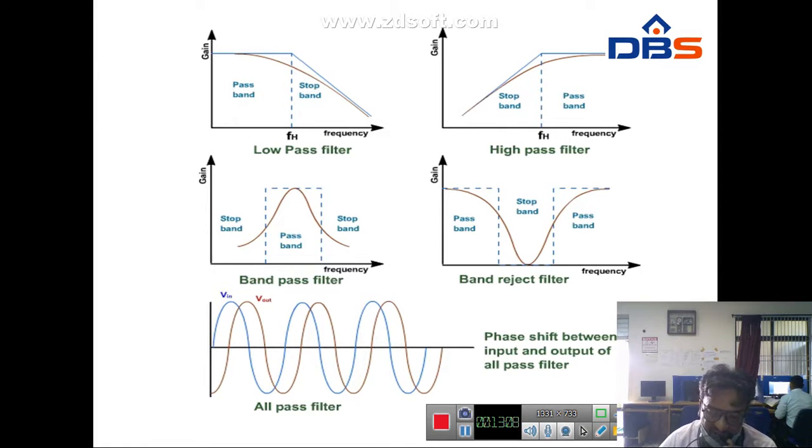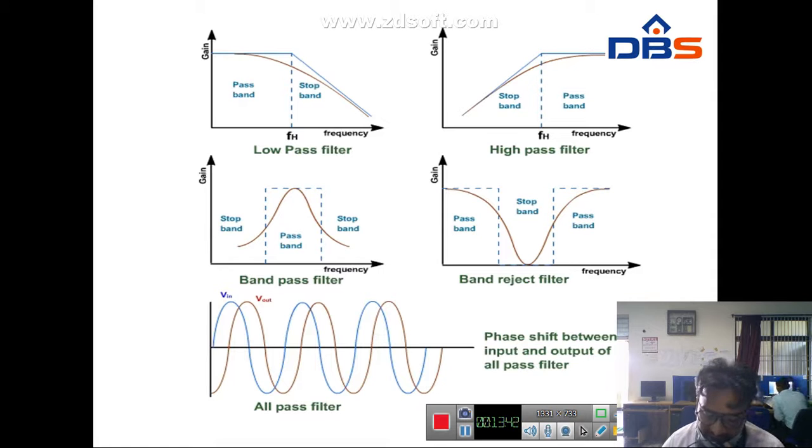So the highest frequency up to which the input and output amplitudes remain equal is independent of the unity gain bandwidth of the op amp. At this frequency, the phase shift between the input and output is maximum. Here we observe the ideal and practical filters, which show the phase shift between the input and output of the all pass filter.